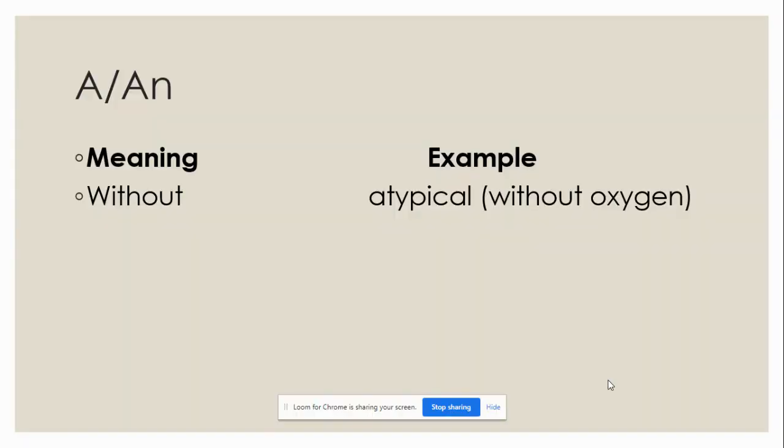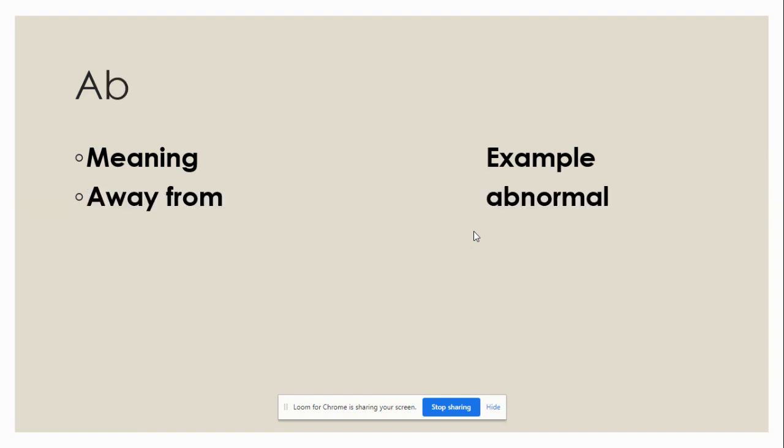So the first term, or prefix, is located up here at the top. And we're going to do the letters A and B this week, and then we'll move on to C and D next week. So the prefix A or the prefix an, they both have the same exact meaning, which is without. So anytime you see an A in front of a word, it's telling you that that is without. An example of this would be atypical, which means that it's a little bit not typical, or it's not normal.